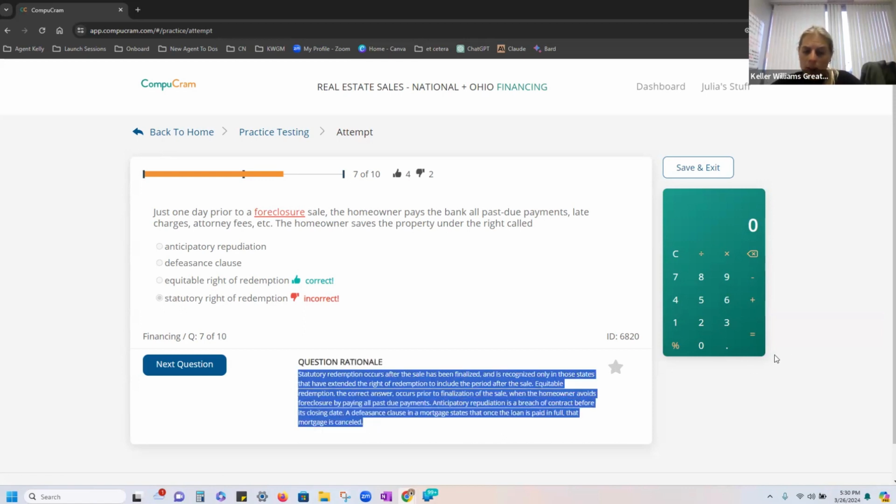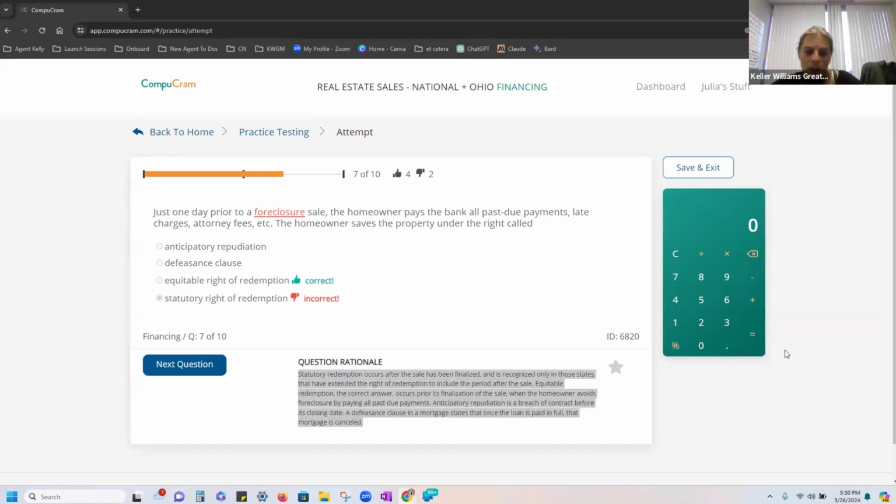Okay. Yeah, this is tough. They all do get super confusing. So knowing the vocab and not getting tricked by words that they create on the exam is also key. So the correct answer, equitable right of redemption, is when the homeowner pays the bank all past due payments, late charges, attorney fees, etc. And this is before the sale. Yes.